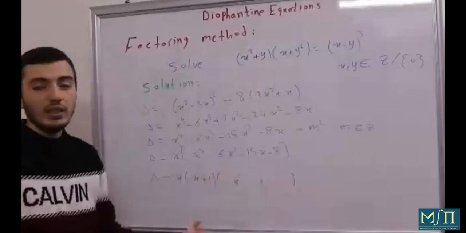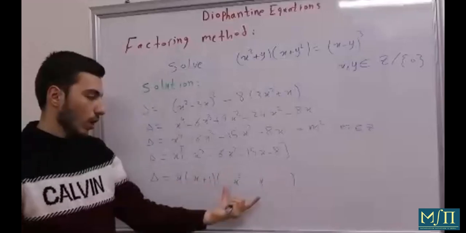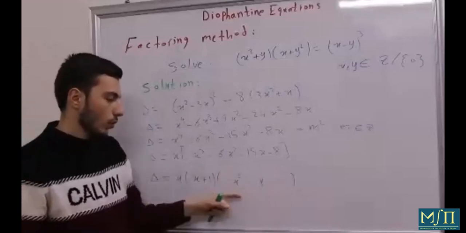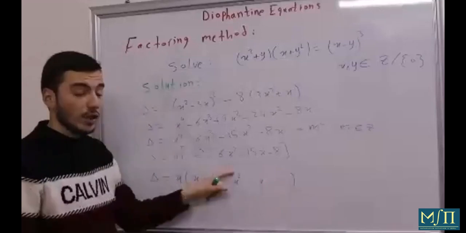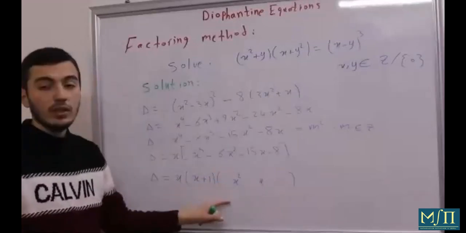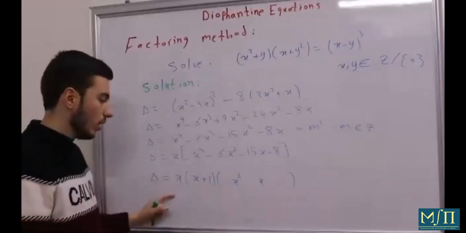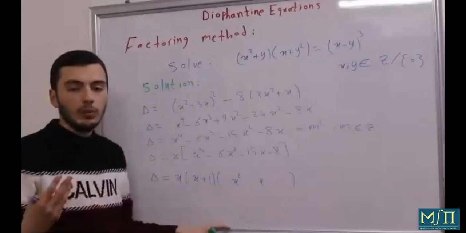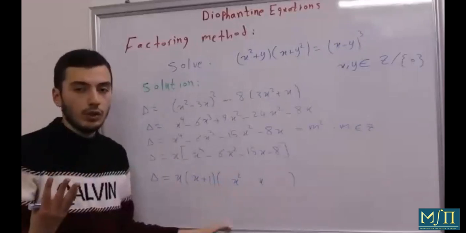So I'll give you 1 minute to try to factorize this, and don't think we will factorize it as x squared. We can even factorize this x squared. So I'll give you 1 minute, and I want you to factorize this as a multiplication of 4 expressions. Okay, so try it.